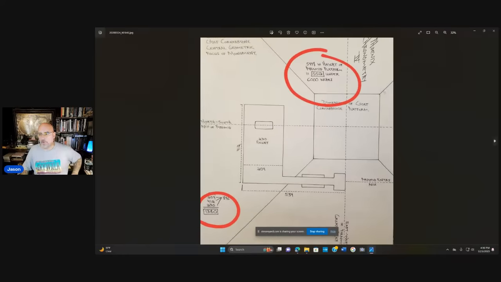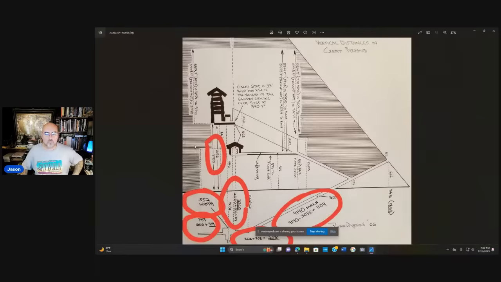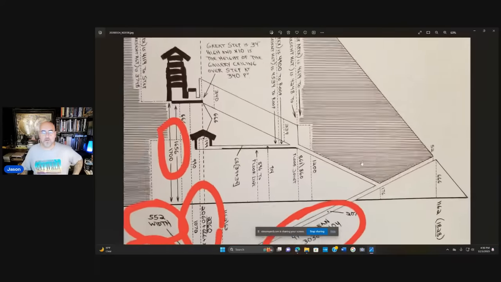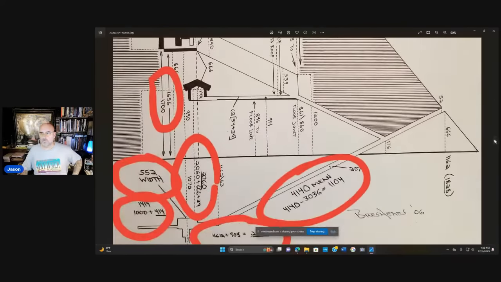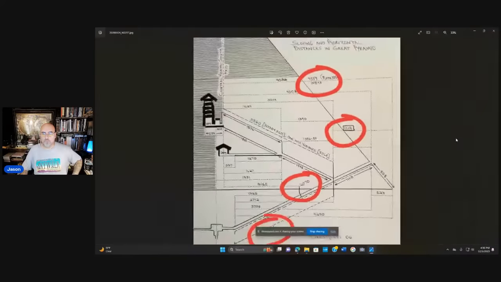Yeah, here's more Great Pyramid stuff. All these red circles are measurements by Sir Flinders Petrie that show he didn't know anything about the Phoenix phenomenon. He didn't even know anything about the importance of the number 138, but all these measurements are divisible. If they're circled in red, they're divisible by 138. All in here, guys. Look at these. All divisible by 138.